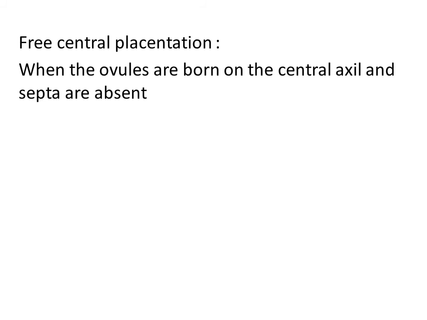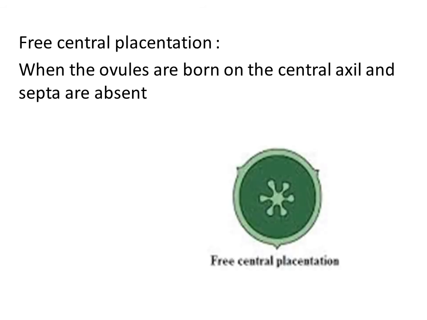So the condition of ovary is unilocular and the position of placenta in this case is central. When the ovules are borne on the central axis and septa are absent, such a type of placentation is called free central placentation. The best examples of plants where we can see free central placentation are dianthus and primrose. In the primrose and dianthus plants, we can see the free central placentation in the ovary.